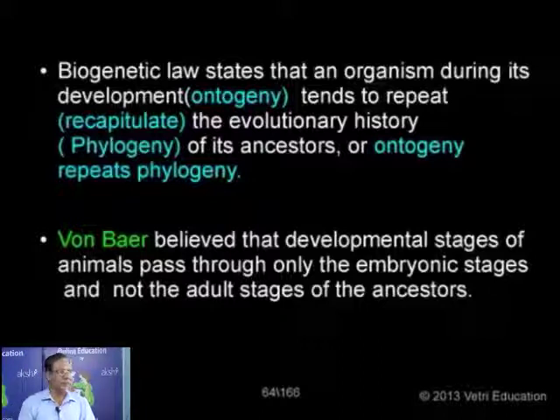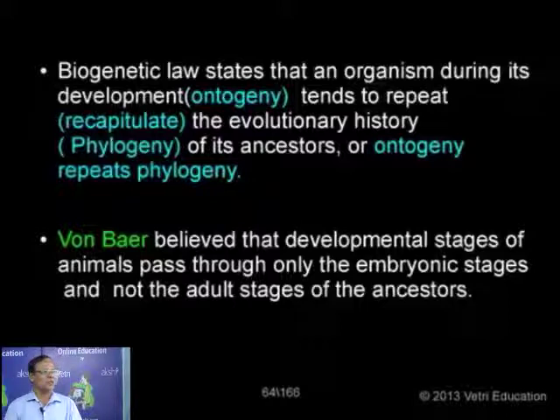He believed that the animals pass through developmental stages, and these stages normally represent only the embryonic stages of the ancestor and not the adult stages of the ancestor. So the tadpole larva is actually not the adult stage of a fish, but represents one of the embryonic stages of the ancestor. One of the embryonic stages in the life history of the ancestor is repeated in the lifetime of an organism.